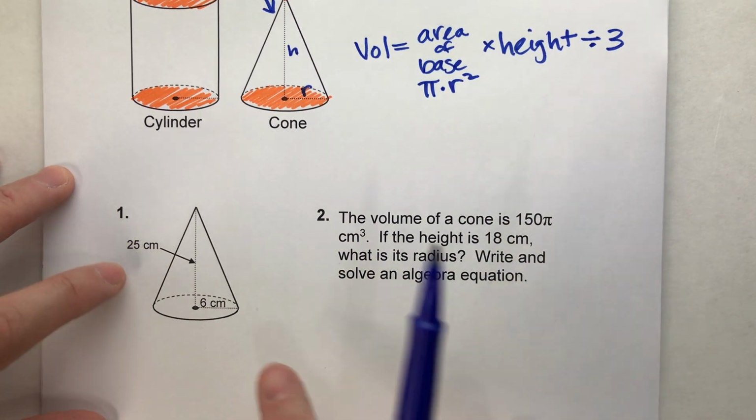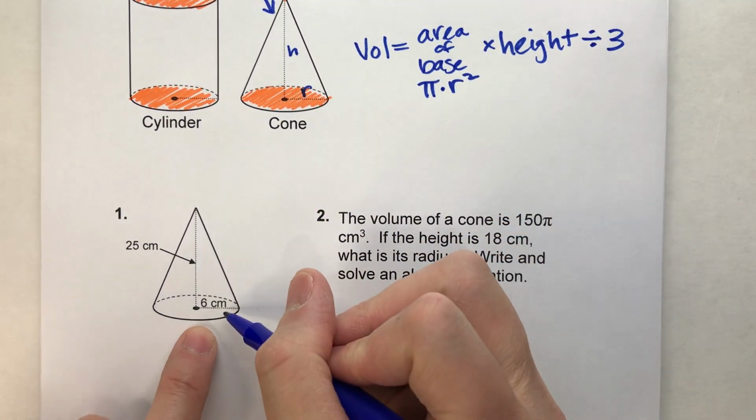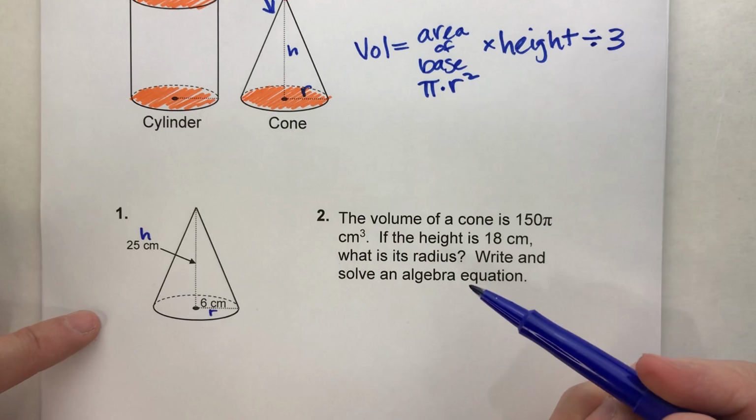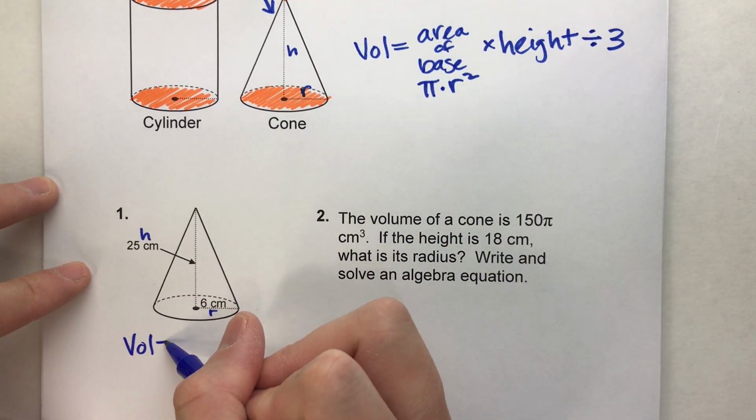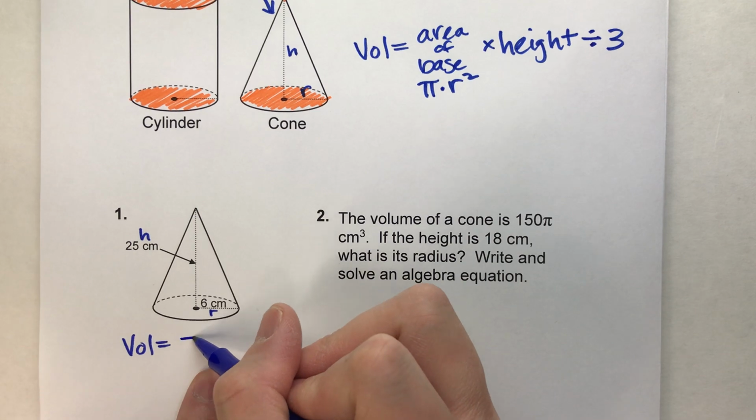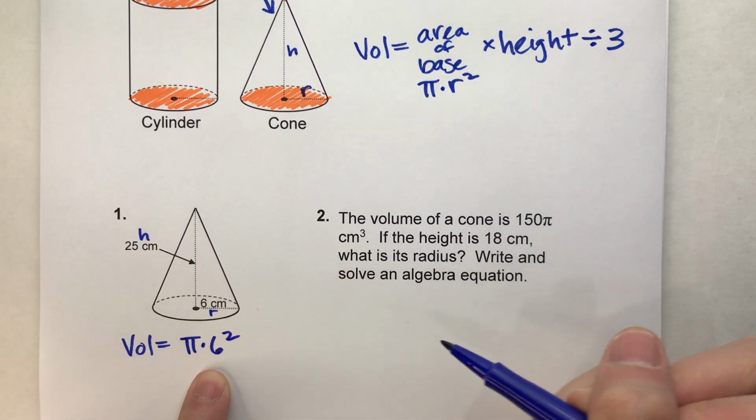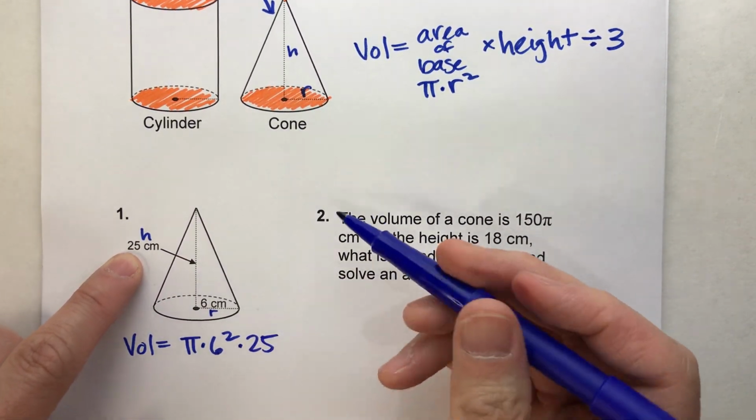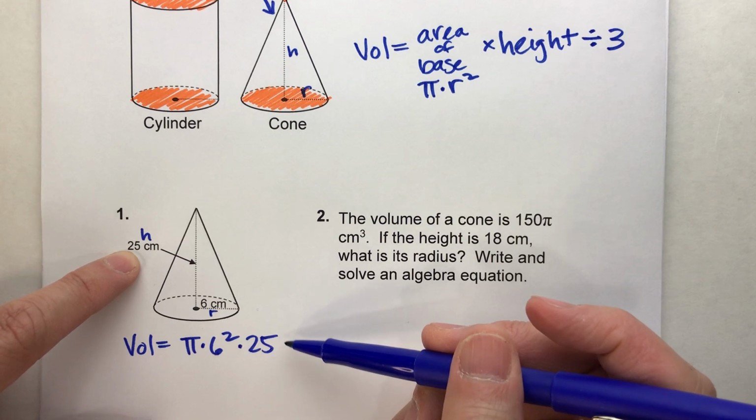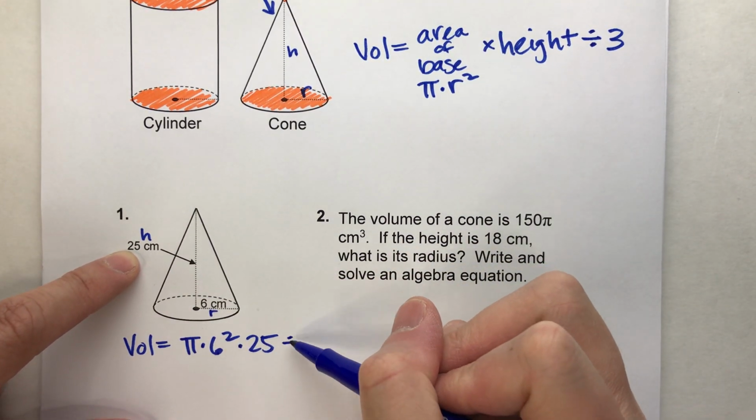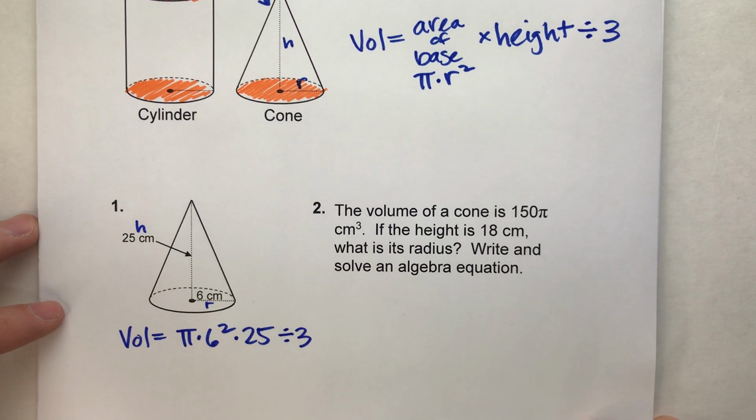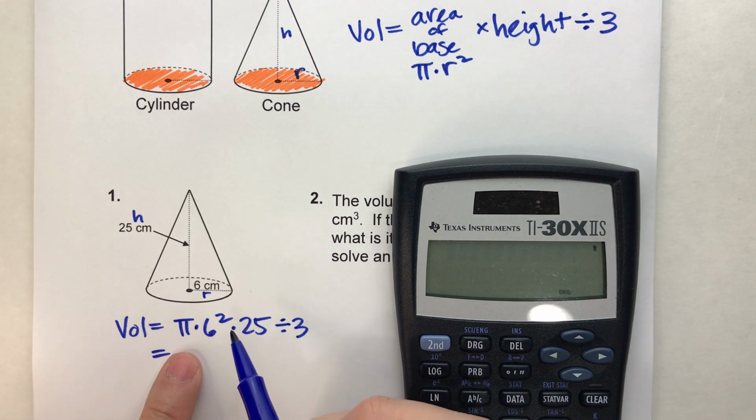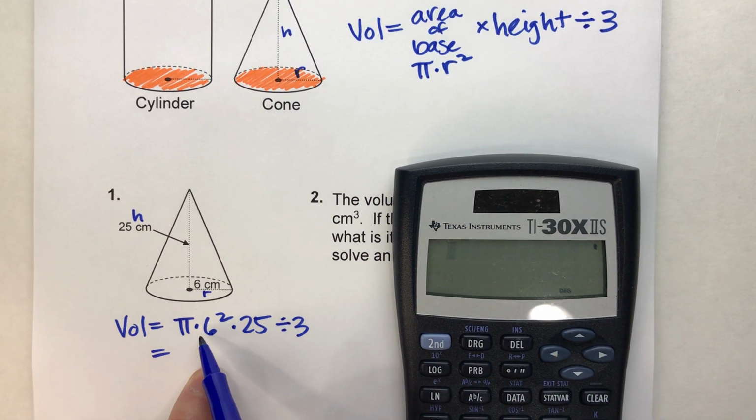All right. So we've got a cone here. Notice our radius is 6. Here I'll label it R. Our height is 25. And if I want my volume, we do the area of the base, pi times the radius squared. And we multiply it by the height, 25. And if this was a cylinder, we'd be done. But it's not. It's a cone. So we also have to divide by 3. Okay? So let's do this on our calculator. We do have pi here, so I'm going to give my answer in 2 forms. First, I'm going to do the exact form.